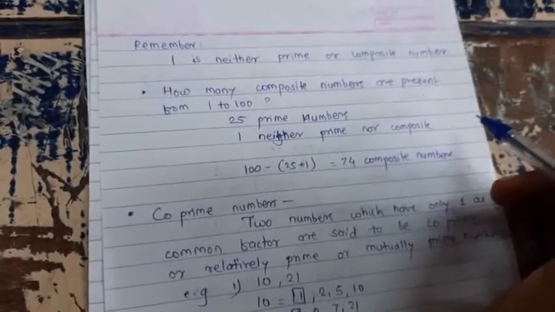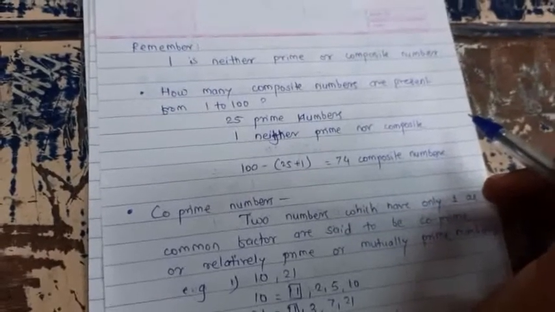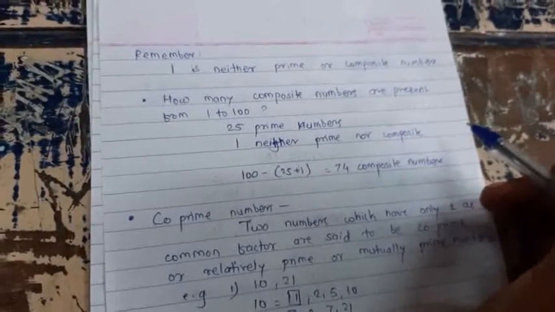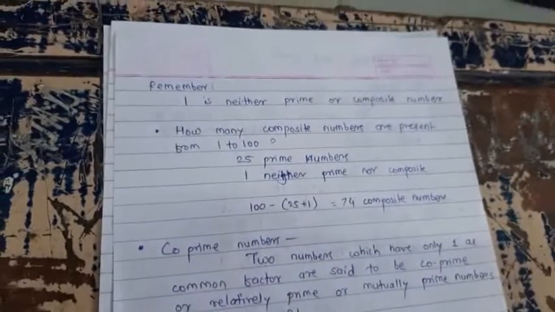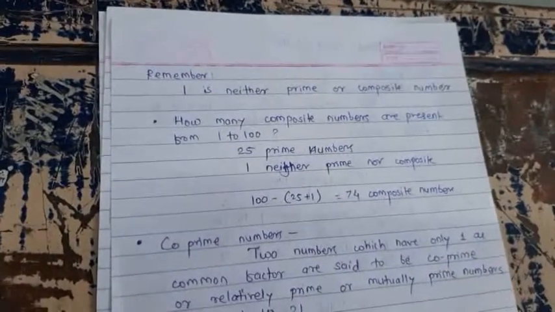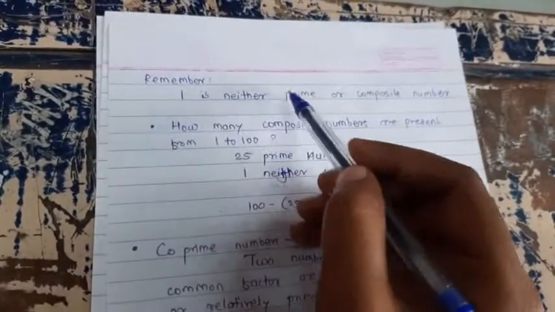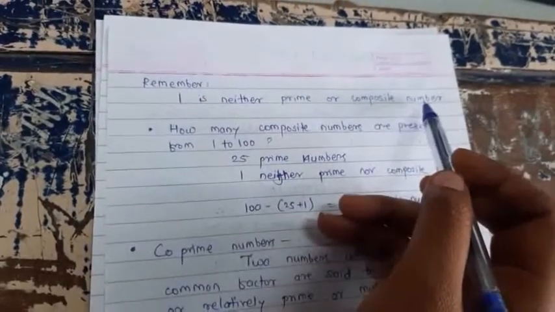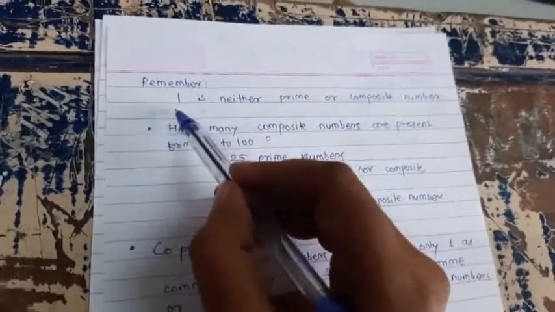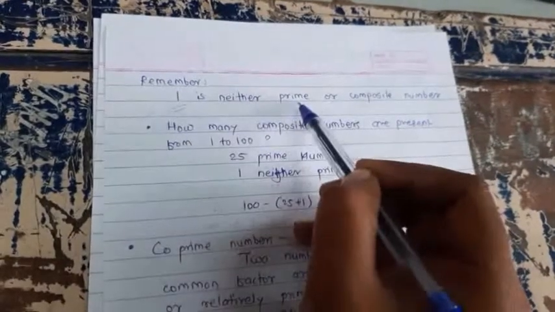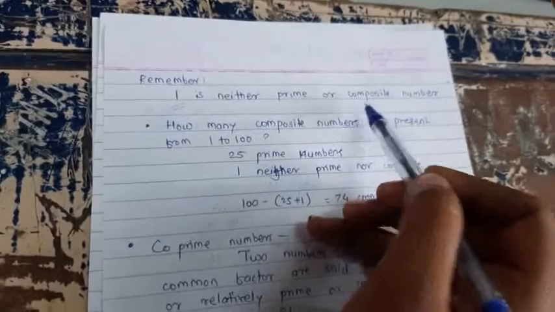So we have discussed prime numbers and composite numbers. Have you observed that 1 is not included in prime numbers and composite numbers because 1 is neither prime nor composite number. Remember this thing, 1 is not a prime number, not a composite number.